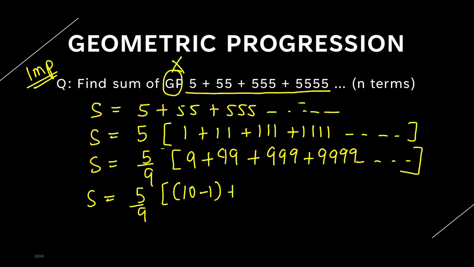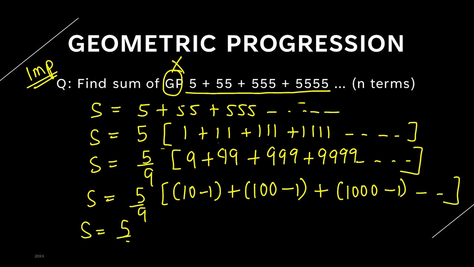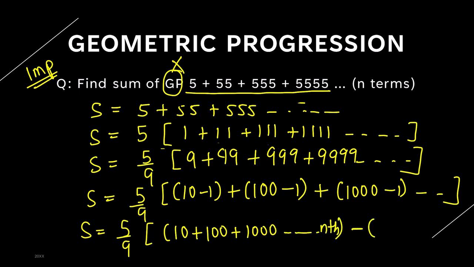10 minus 1. How can you write 99 as 100 minus 1? How can you write 999 as 1000 minus 1? And so on. Now here is 5 by 9. Take all the tens: 10 plus 100 plus 1000 and so on up to the nth term, minus 1 plus 1 plus 1, n times. These are n ones, right? What is this?